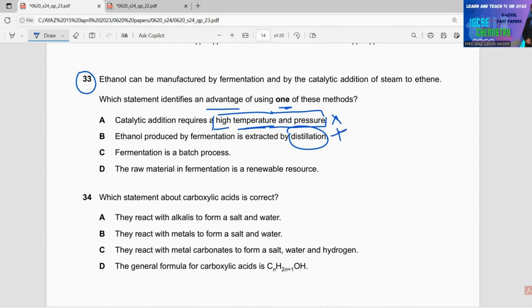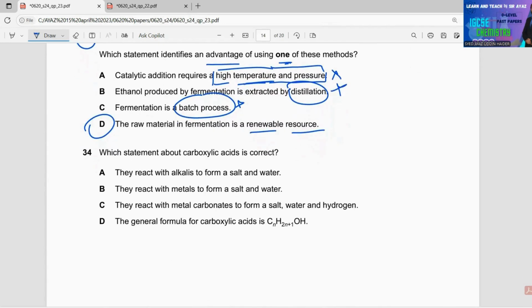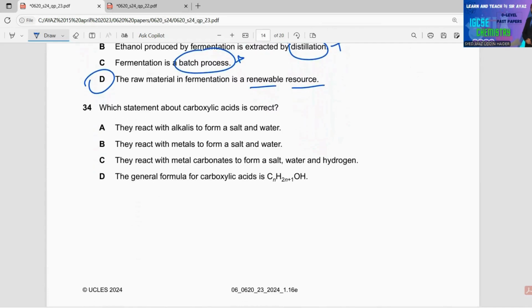This is incorrect. C, fermentation is a batch process. Now, in the batch process, you have to wait until the process is complete. So this is also not an advantage. D must be the right answer. The raw material in fermentation is a renewable resource. So this one must be the right choice.